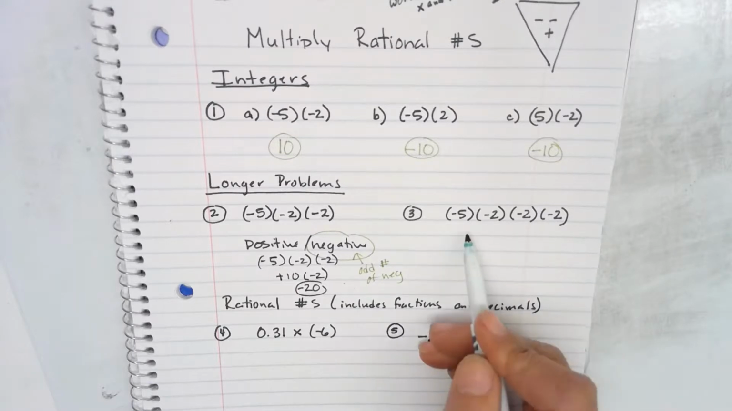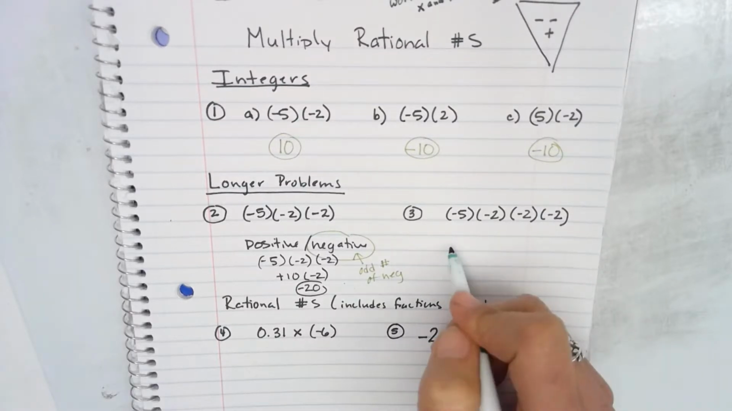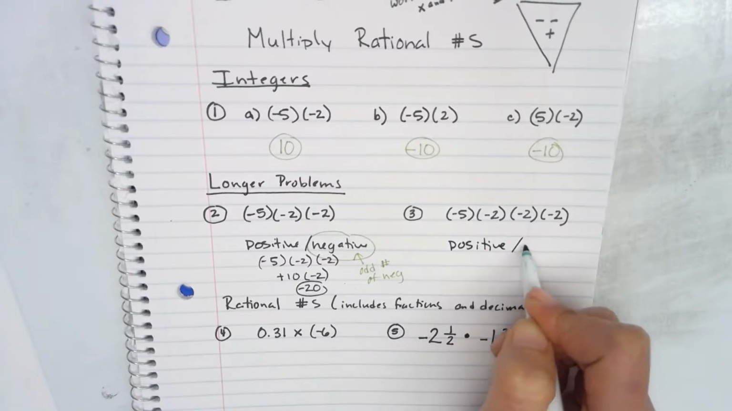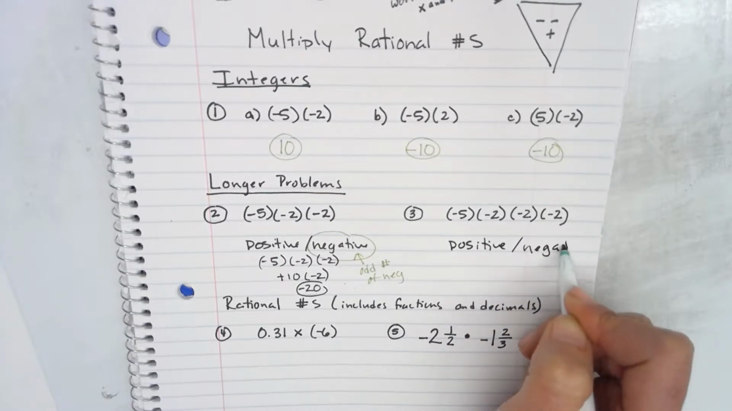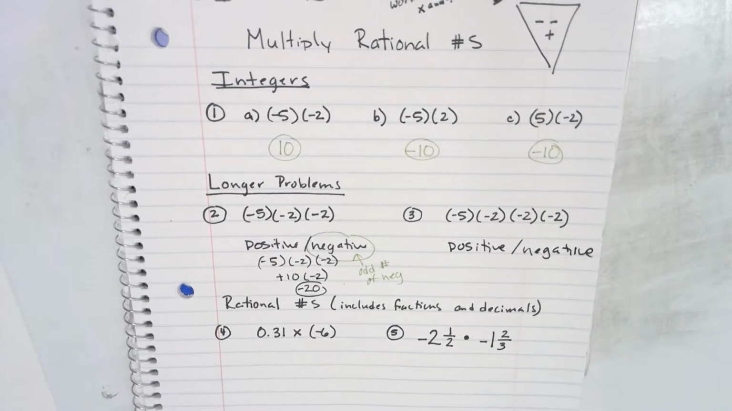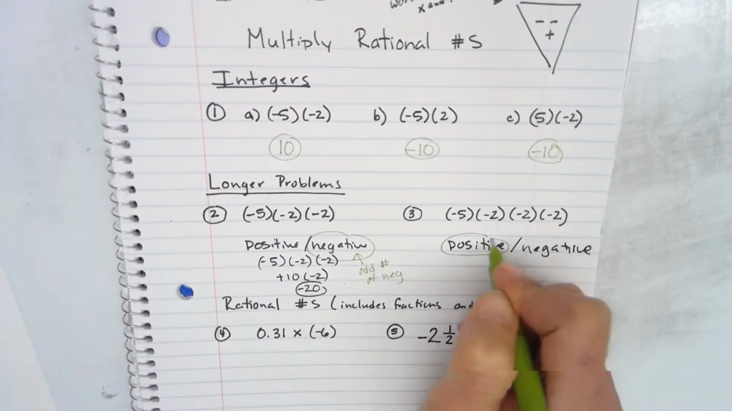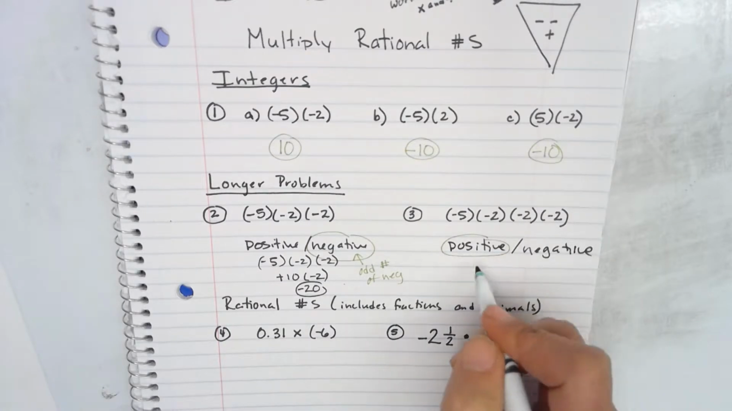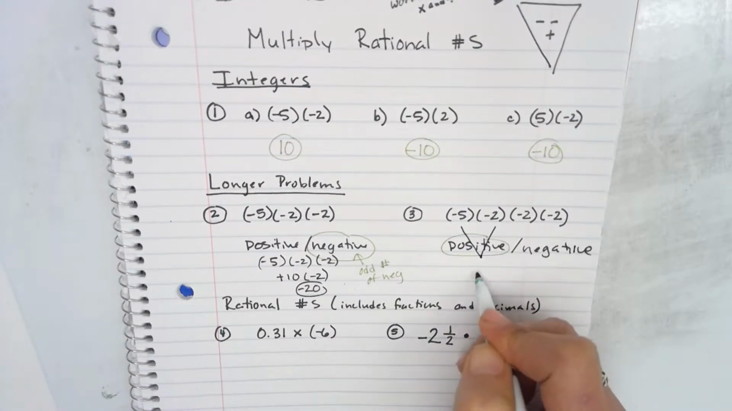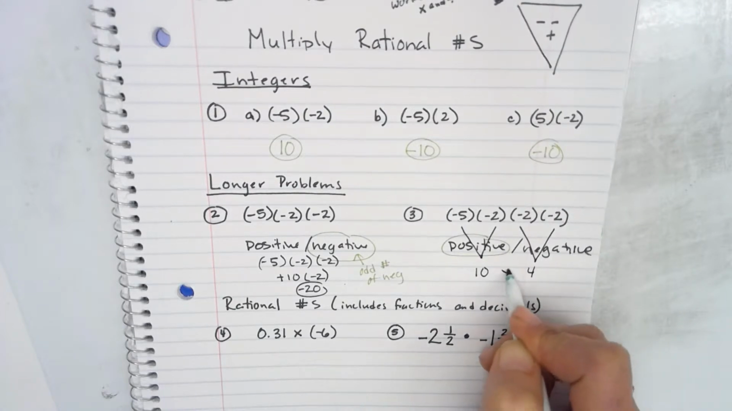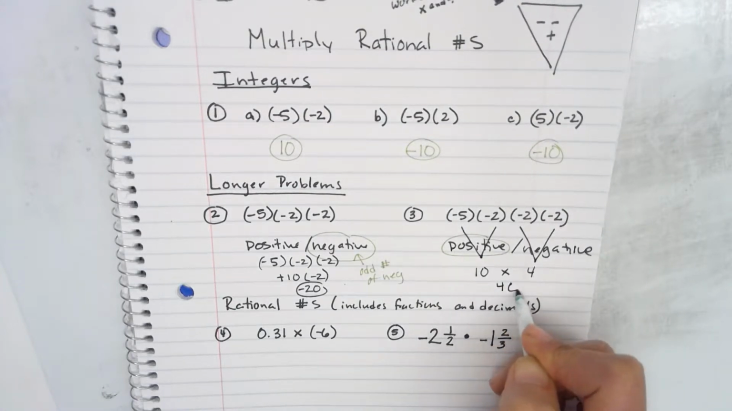What do you think this one's going to give us? Pause the video for a second and guess whether your answer is going to be a positive or a negative. Did you guess right? The answer is a positive. It is a positive because as we pair them, this gave us 10, this gives us 4. 4 times 10 is +40.